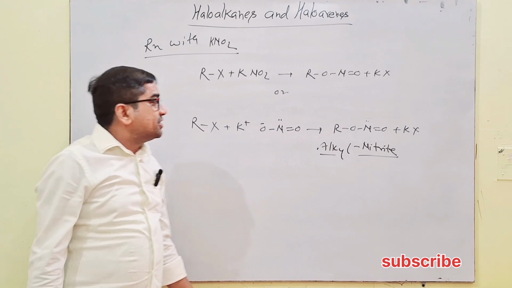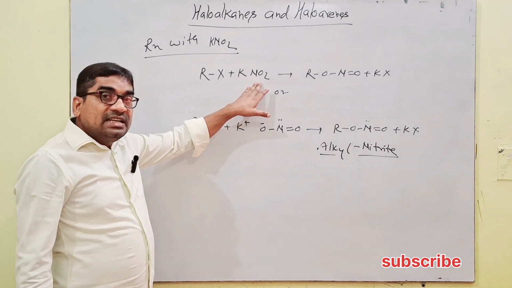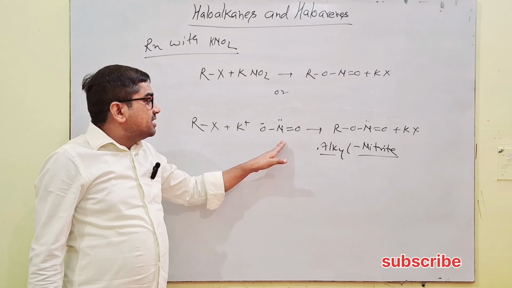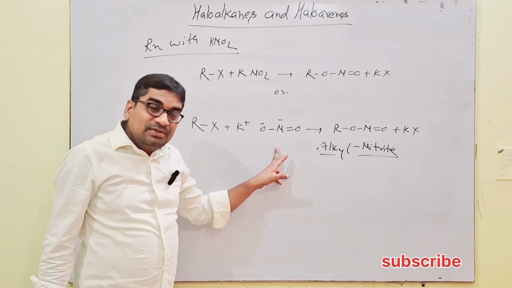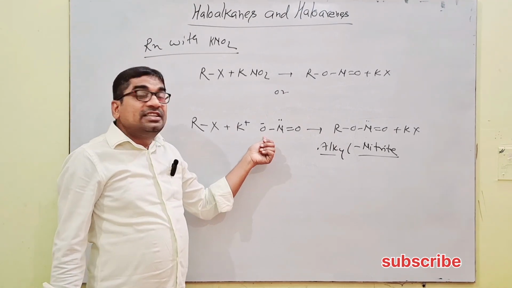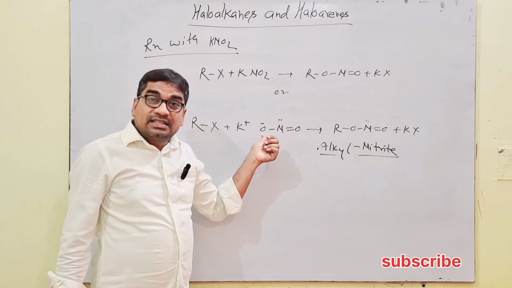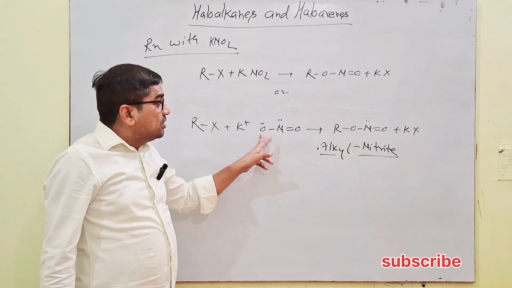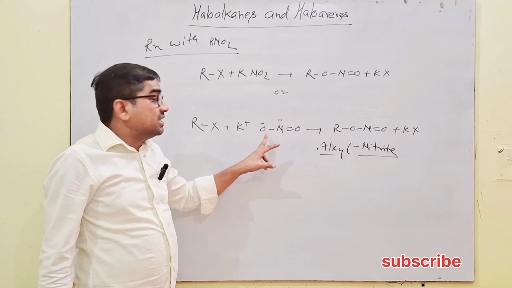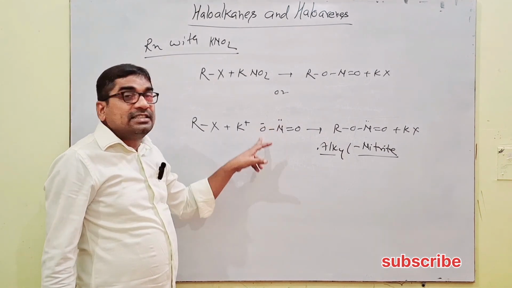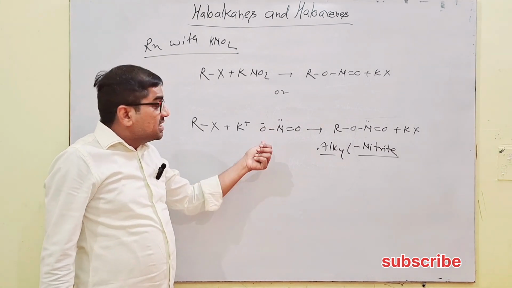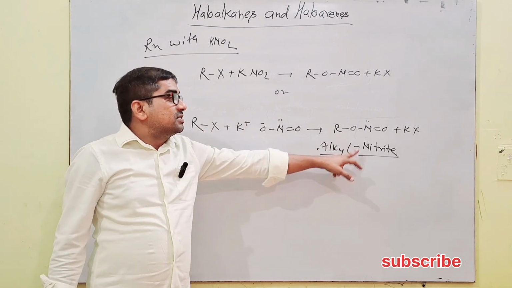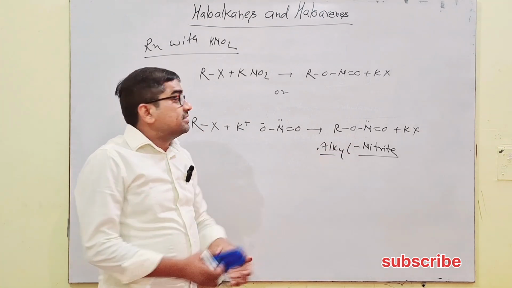I repeat the explanation. When potassium nitrite reacts with alkyl halide, since potassium is strongly electropositive, negative charge appears on oxygen, and this oxygen is more electronegative than nitrogen and higher electron density is present due to negative charge. It directly gets attached with the alkyl and forms alkyl nitrite.